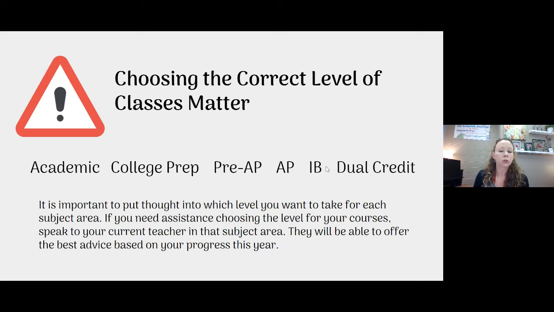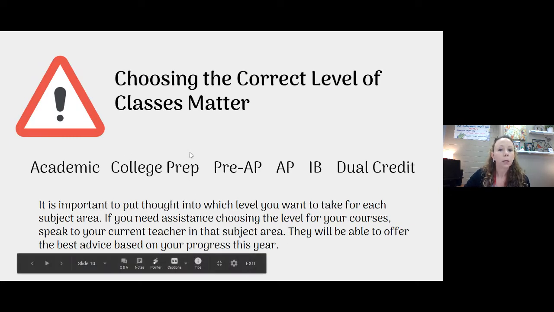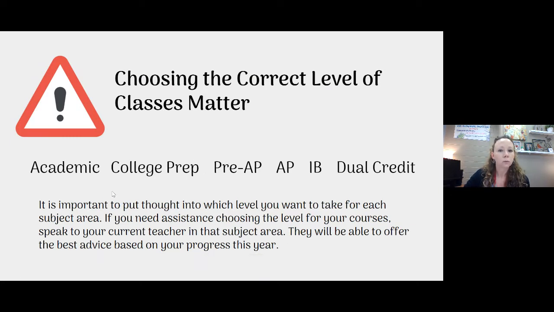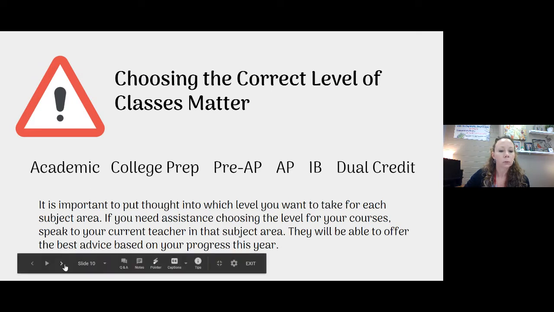And then levels, choosing a correct level, you really have to put thought into this. For all of those core courses, we have several levels. If you don't really know which level to choose, it's a great idea to talk to your current teacher, because they can give you the best advice based on your progress this year. Your counselor can help you too, but it's always good to start with the teacher first and then also talk to your counselor as well.